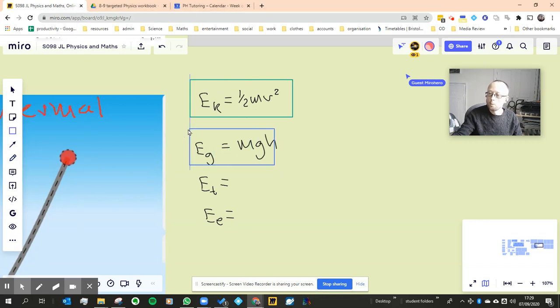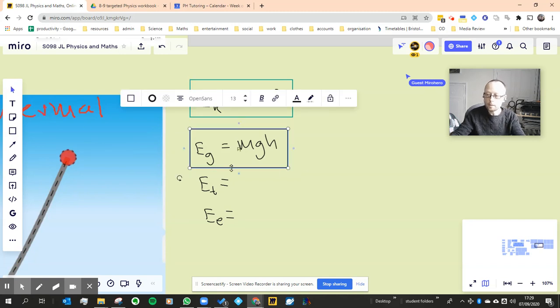So when it comes to the gravitational energy, that's a little bit easier to remember.